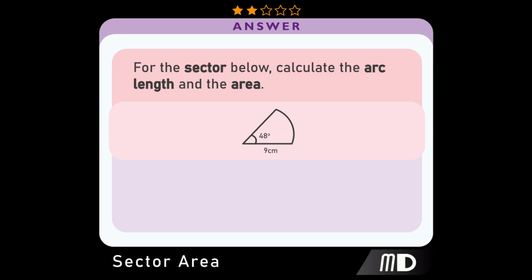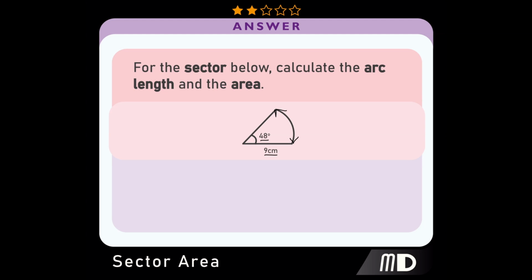Now, in this video, we're going to answer the following question. For the sector below, calculate the arc length and the area. So we've been given a sector with an angle of 48 degrees and a radius of 9 centimeters. The arc length is this distance here, and the area is the amount of space occupied by this shape.